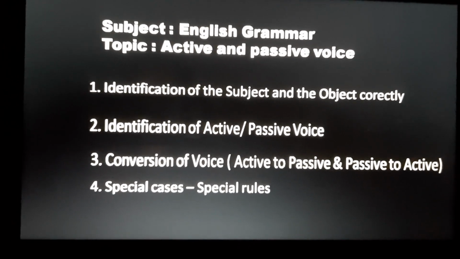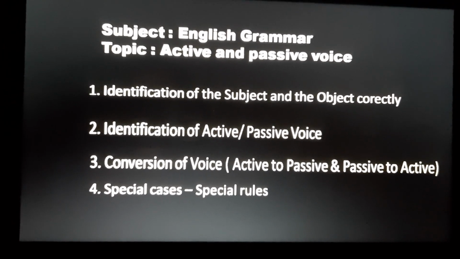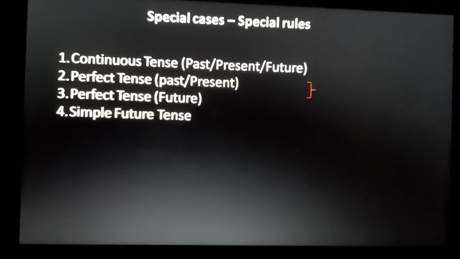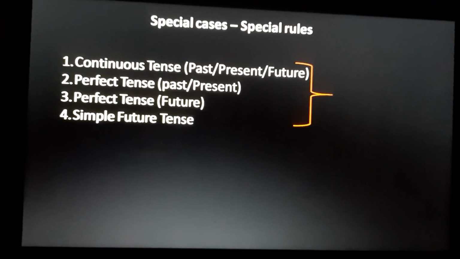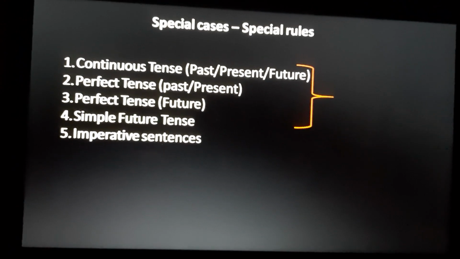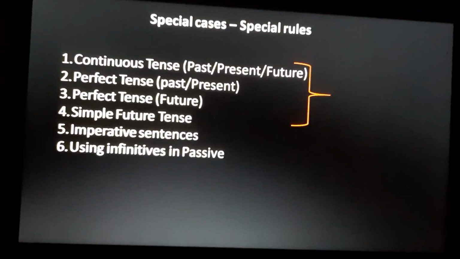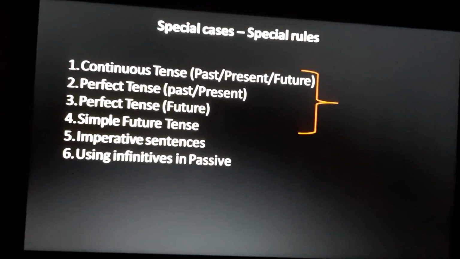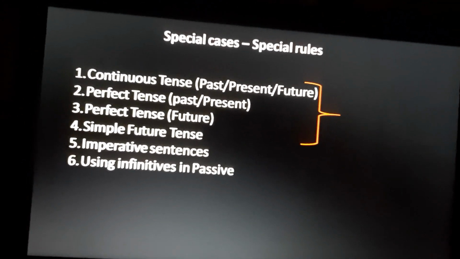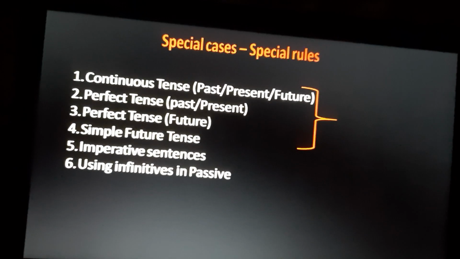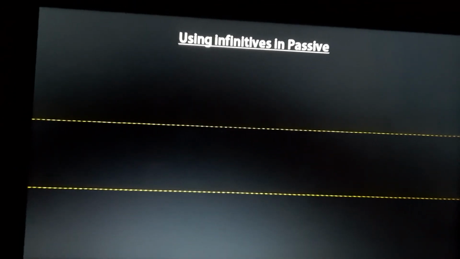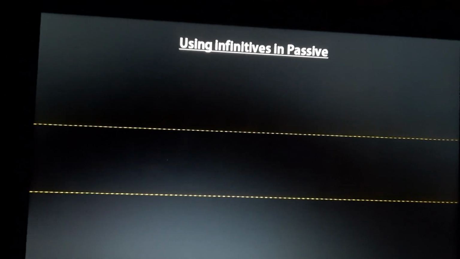In the fourth and the fifth part, we learned special cases, special rules. In the special cases, we learned these four topics in the fourth part. In the fifth part, we saw imperative sentences, and this is the sixth part. We will learn using infinitives in passive, and with this, we will end the topic special cases and special rules. So let us begin. Using infinitives in passive.